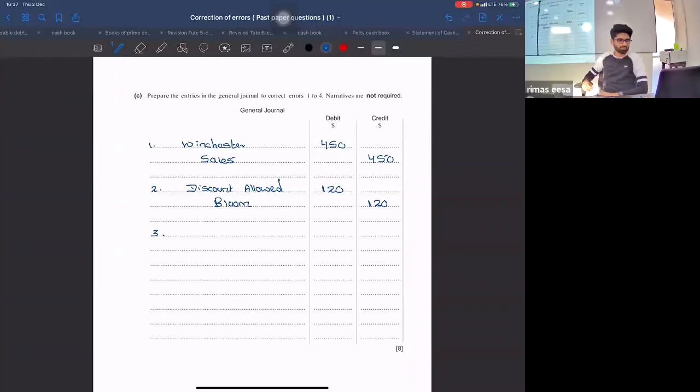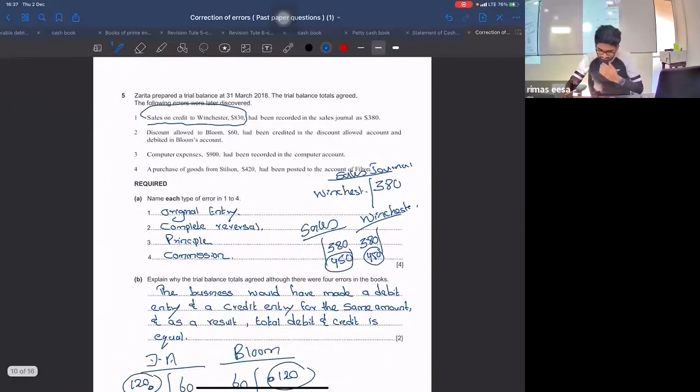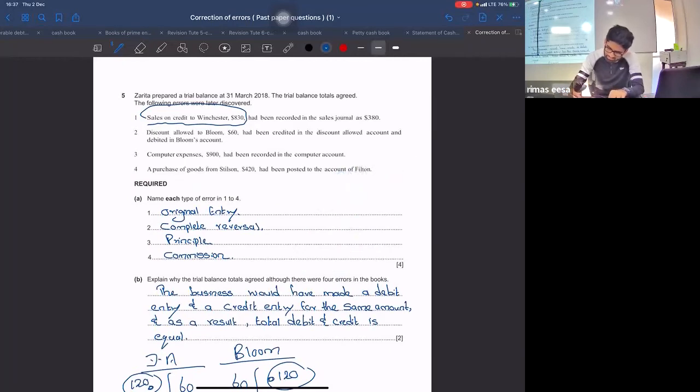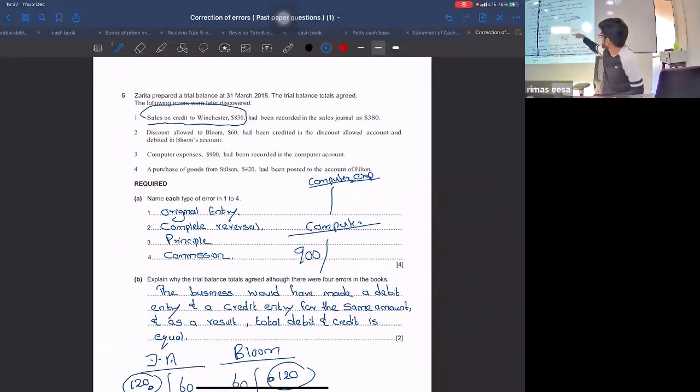Okay. Error number 2. Error number 3. Let's go through error number 3. Computer expense 900. So there is an account for computer expense. Computer expense 900 had been recorded in computer account. Computer expense, you went and put it in computer account. Okay. Wrong account, different class. Computer expense is expense. Computer is asset. Wrong account and different class meaning, what is the name?